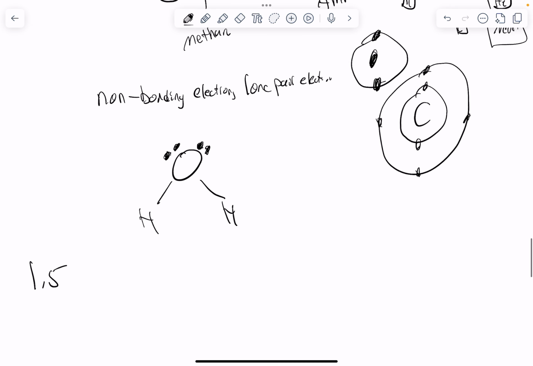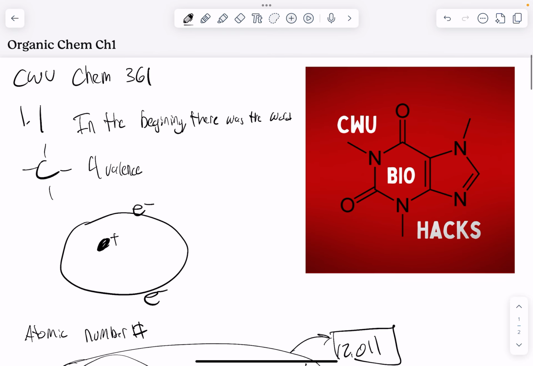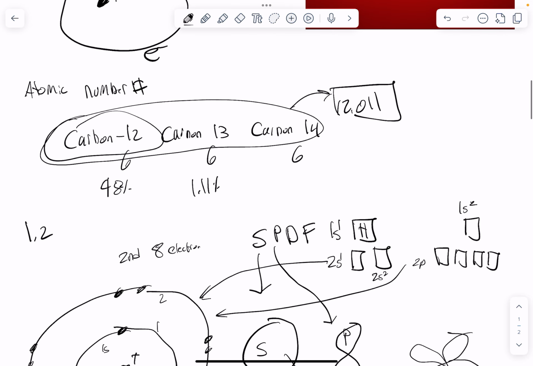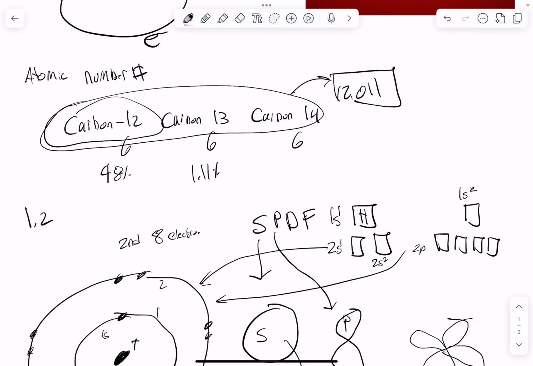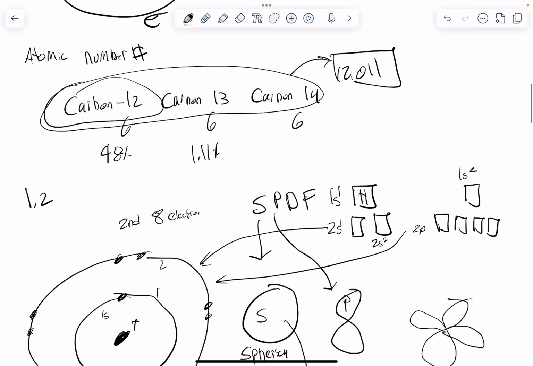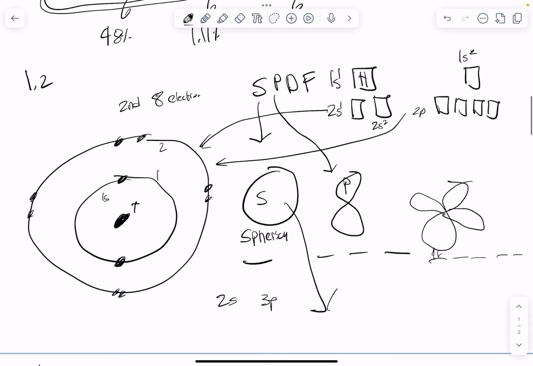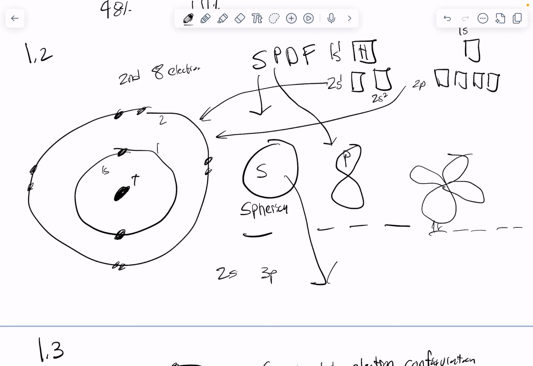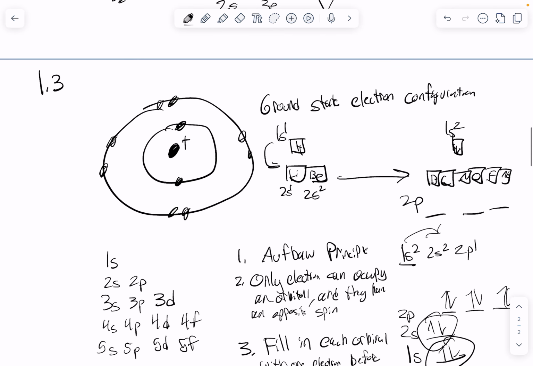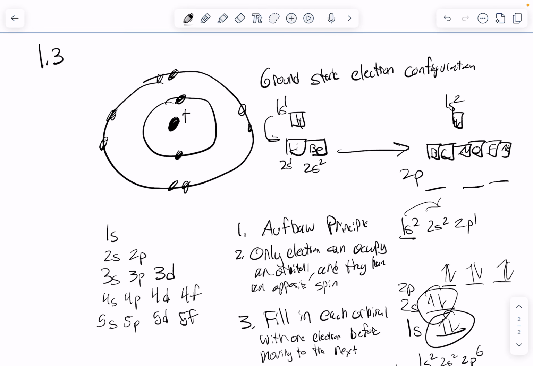So let's review again, right? We started with carbon. It has 4 valence electrons, okay? And it has an atomic number, and the atomic number is how many protons. And now we know that this positive nucleus is surrounded by orbitals. And orbitals are just ways that electrons organize themselves, right? And we have a way to describe them, and that's called the ground state electron configuration.